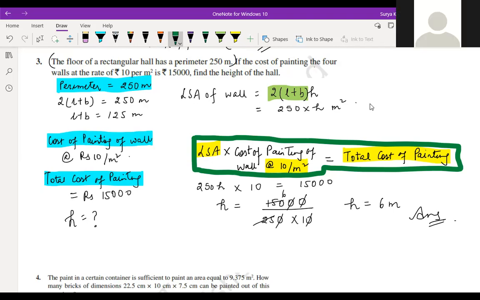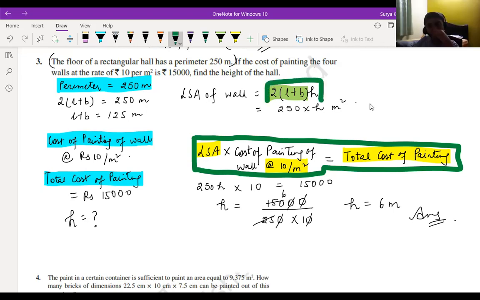Yeah, so first you find the total lateral surface area, right? How to find the lateral surface area? You can do it by yourself at home. Just take a meter scale, find the length, breadth, and height, and you can use the formula 2 into (L plus B).